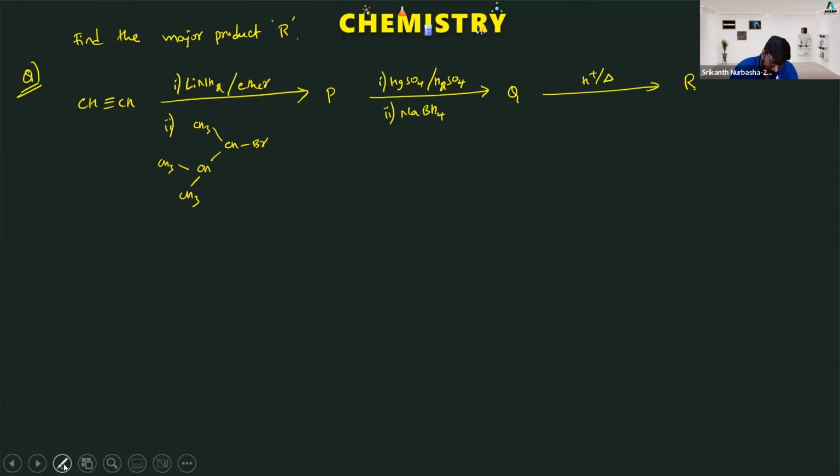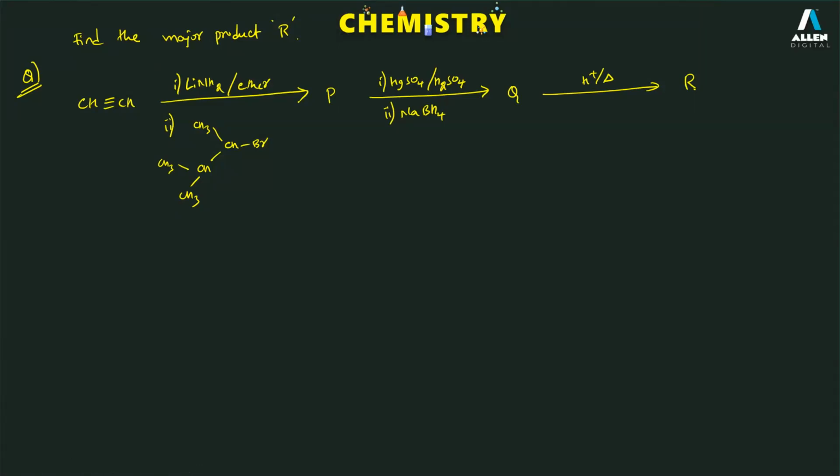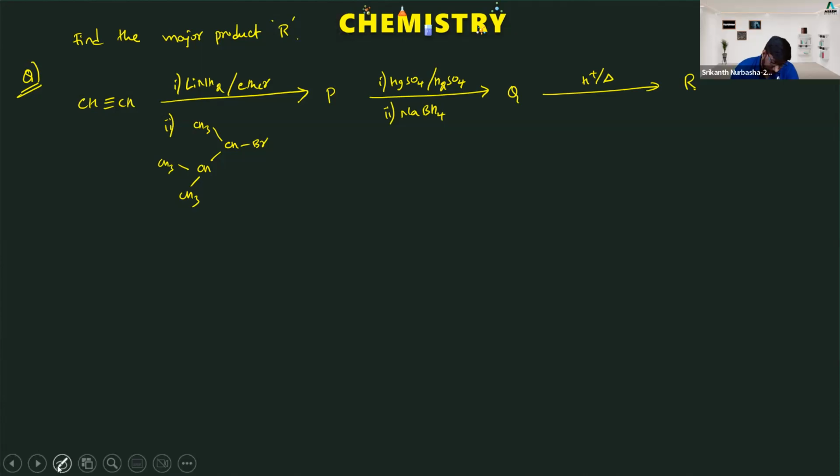So if you try to solve this question, what happens in the first case? CH triple bond CH is treated with LiNH2 in the presence of ether. NH2 picks up the proton, generating the sp carbanion. So the first step is very simple. LiNH2 is a strong base, so it will form the respective HC triple bond C minus Li plus. Along with that, ammonia is released.